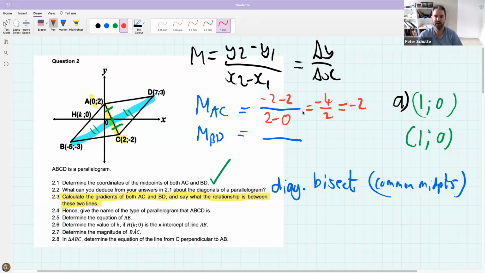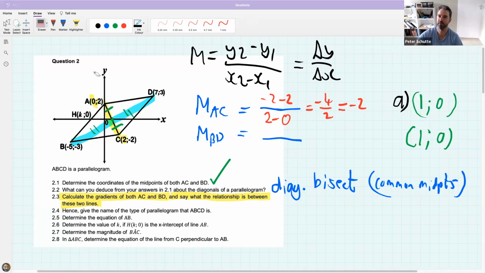Okay, so I get a gradient of -2 for AC. And if I look at it, that makes sense because it's going in the negative direction. It's going across and to the right and down, I can see. So that makes me happy. Yep.